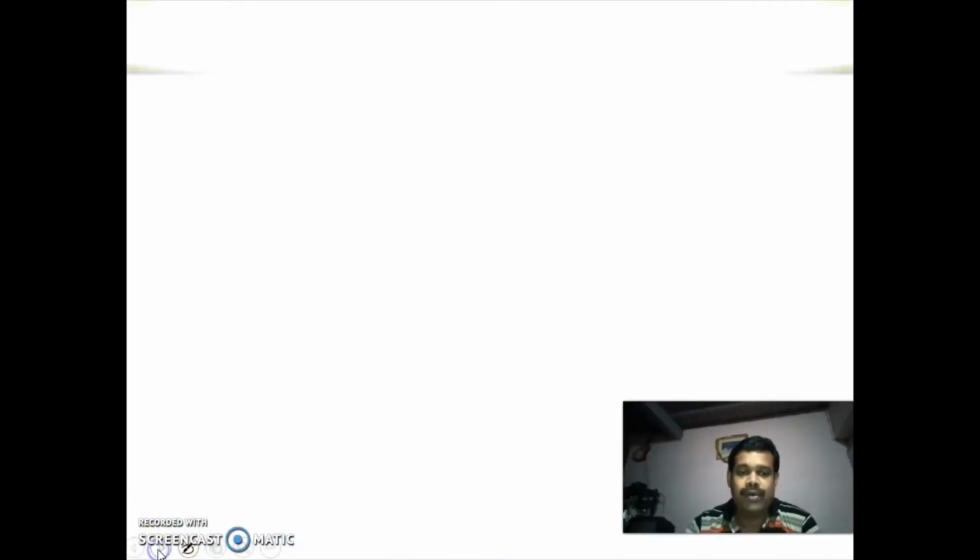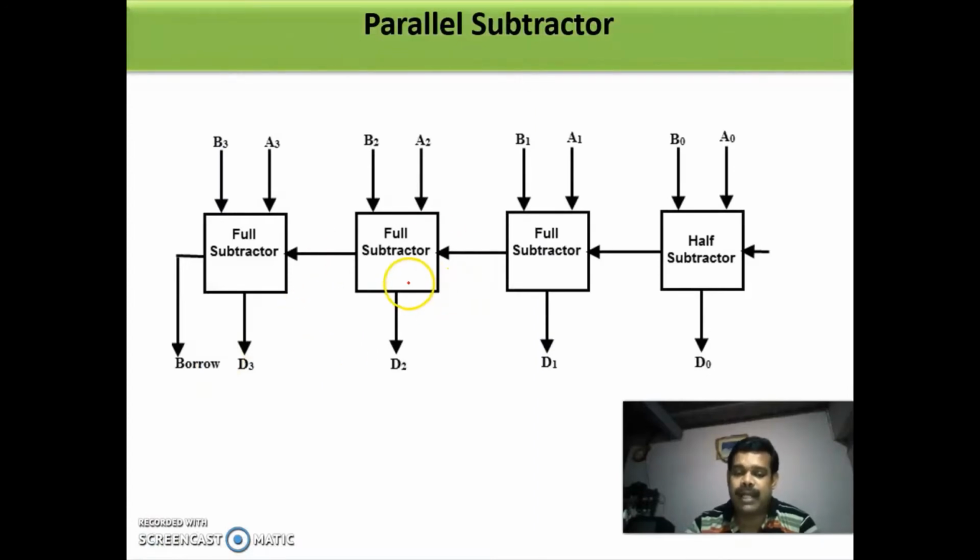So now we can go for the parallel subtractor by using full subtractors. Previously we used full adders and performed the subtraction by using the 2's complement method. Here you directly use full subtractors and perform parallel subtraction. If you need an n bit parallel subtractor, you will have n full subtractors connected in parallel.